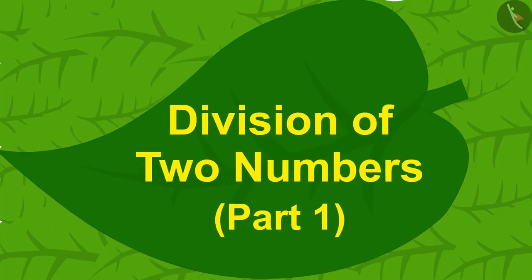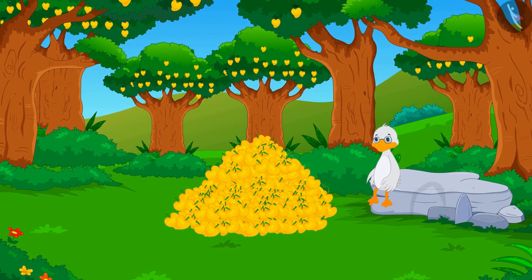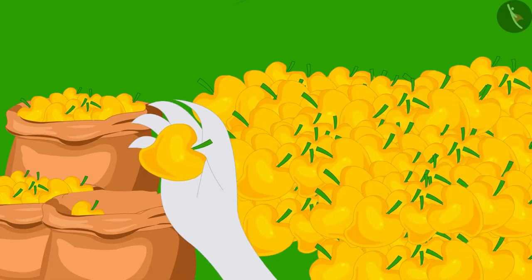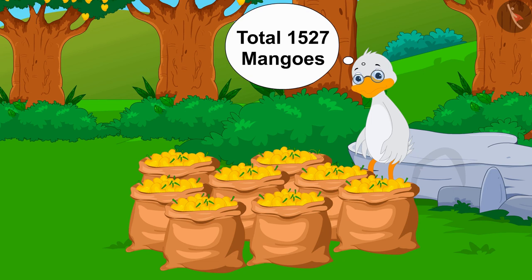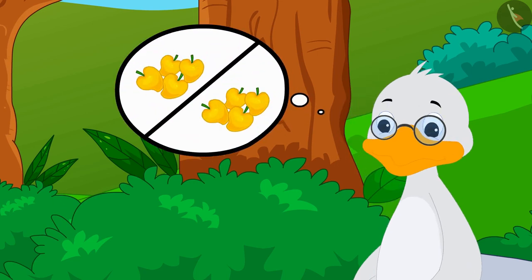Hello kids, in this video we will learn how to divide two numbers. This time a lot of mangoes have grown in the garden of Barbole uncle. When uncle counted those mangoes, he came to know that he had a total of 1527 mangoes. Uncle decided that he would form groups of four mangoes and distribute them among the villagers.